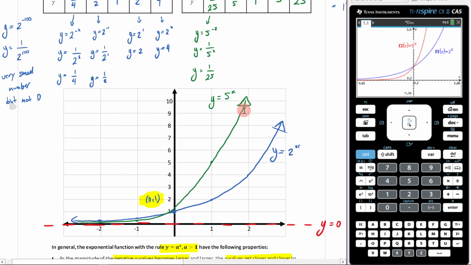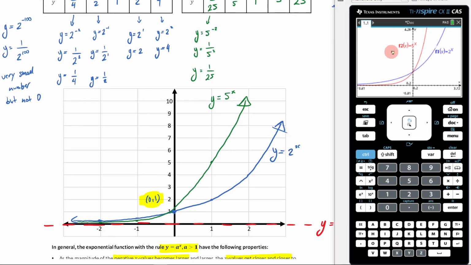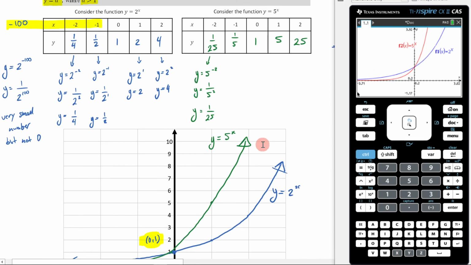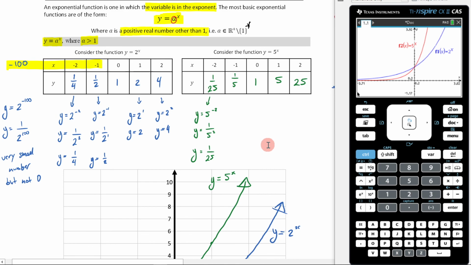So that is the basics of how these work. I've also drawn it here on our CAS, so you can get a sense of what's happening. But yeah, that is the basics of an exponential and how they operate and how you sketch them.